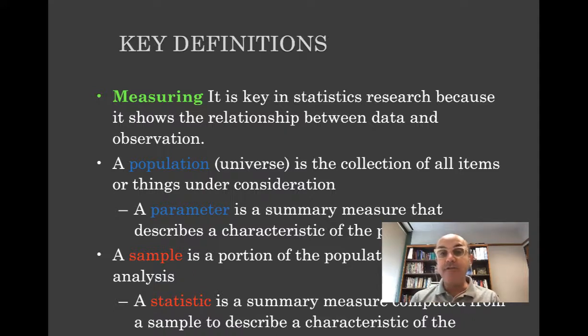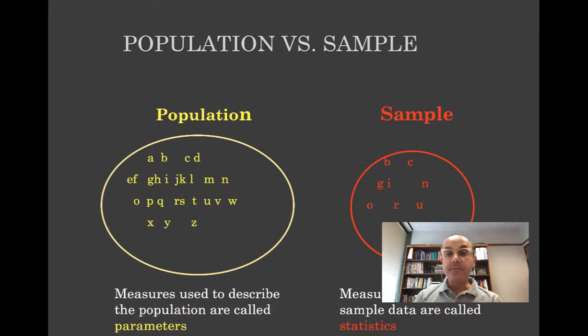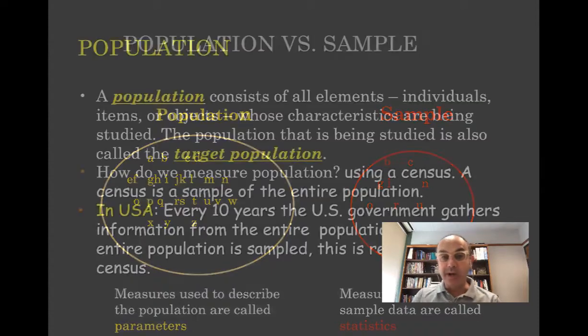Population is a collection of all items or things under consideration. A sample is a proportion of the population selected for analysis. So in other words, a sample versus the population. And nowadays, in the year before the election, they conduct a lot of samples to see who is going to be the next president, and they report to us the different techniques that they use in order to gather the sample and in order to predict about the population.